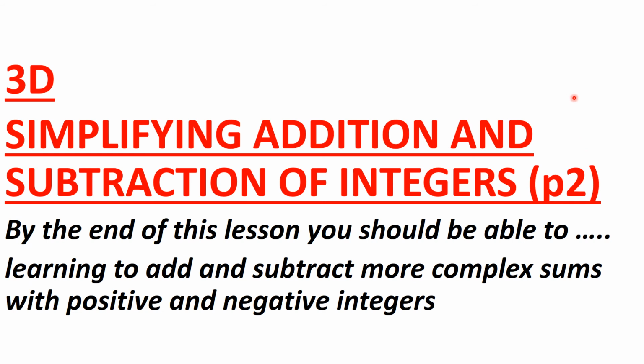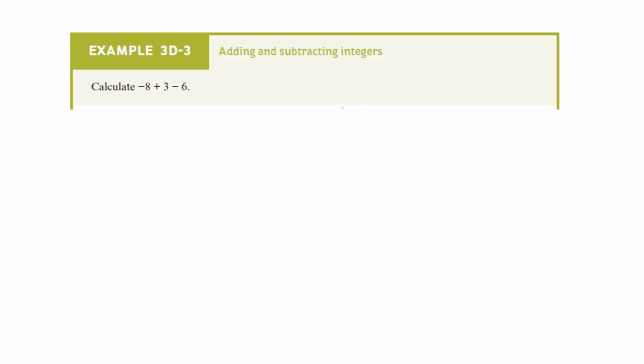Now this is part 2 to exercise 3D. This will be the next lesson. We are going to look at more complex sums, so it might involve more than just 2 numbers. More specifically, something like this, where I've got a calculation with 3 integers here. I've got a combination of adding and subtracting, and I've also even got here a -8.